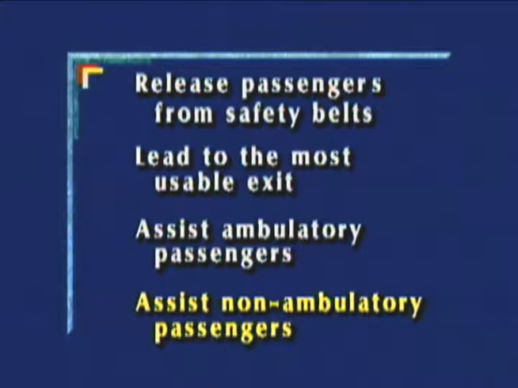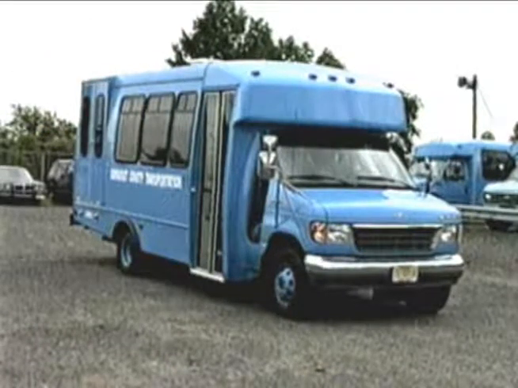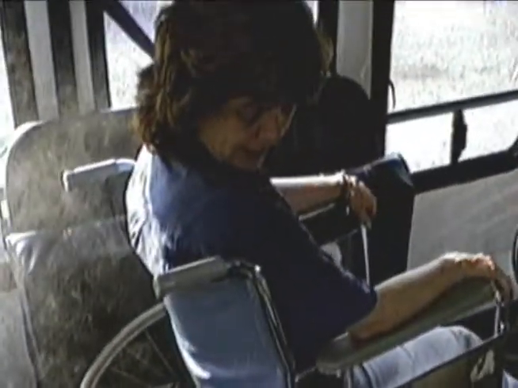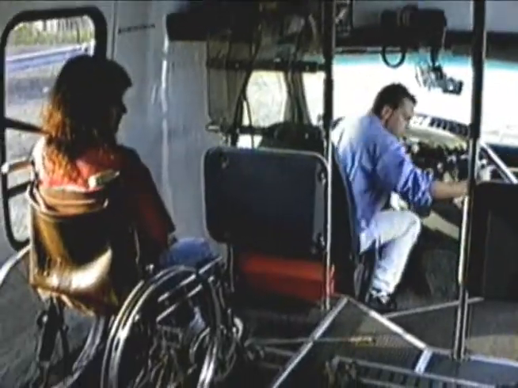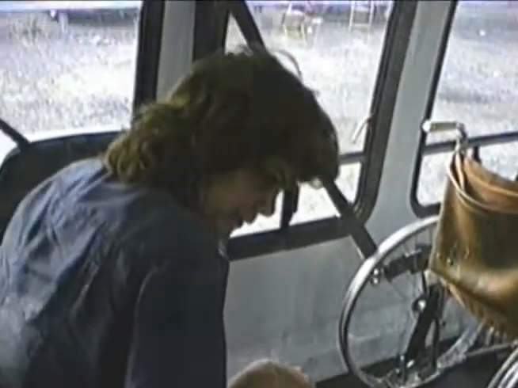Assist non-ambulatory passengers. Evacuation of non-ambulatory passengers is more difficult. It takes additional planning, physical movement, and time. The crucial element is time because of how quickly a paratransit vehicle can fill with smoke. While these techniques may be easiest, use any reasonable means possible to evacuate passengers in an emergency.